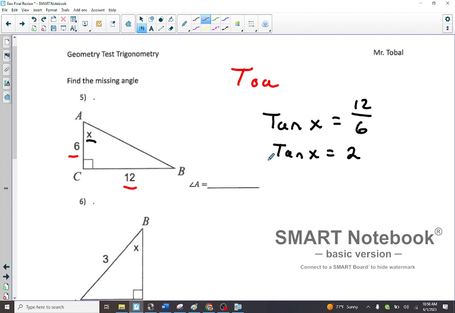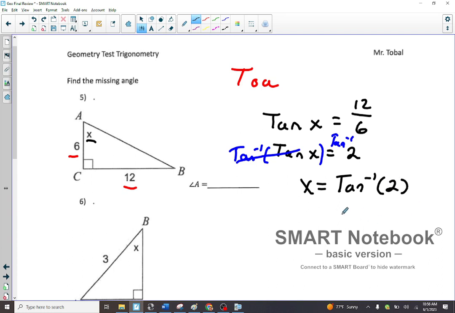Well, don't you flip it or something? It's something like that. We have to use the opposite, which is tan negative 1. That will cancel out the tans here, but I have to technically do it to both sides. So tan negative 1. So it becomes x equals tan negative 1, 2. Could you put in 12? You could put in 12.